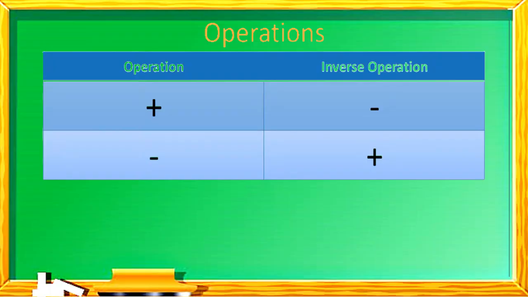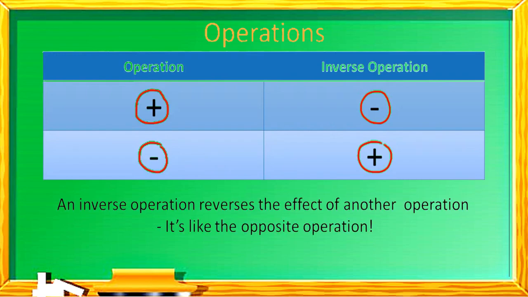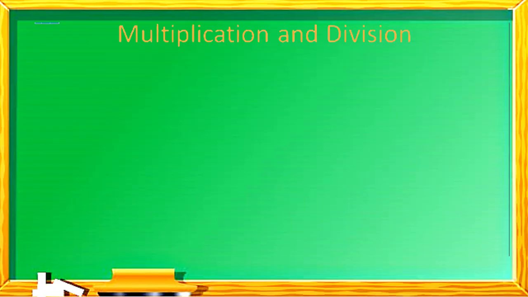So talking about our operations and inverse operations. If we have plus, the inverse operation is minus or subtraction. If we have a minus, the inverse operation is a plus or to add. An inverse operation reverses the effect of another operation. So it's kind of like the opposite. So we know if we were going to add 2 to a number, to do the opposite, we would subtract 2.